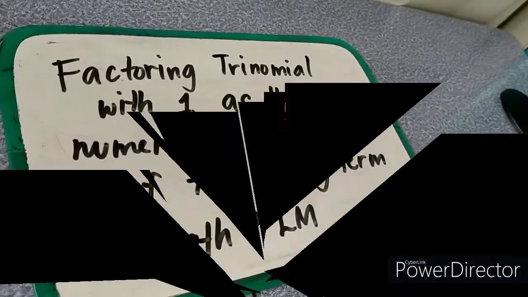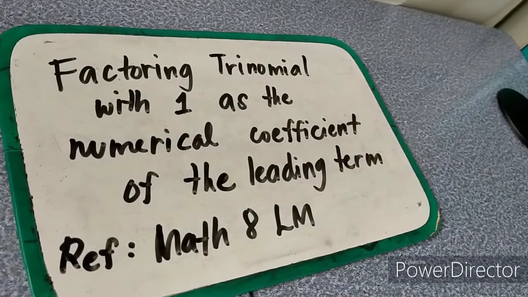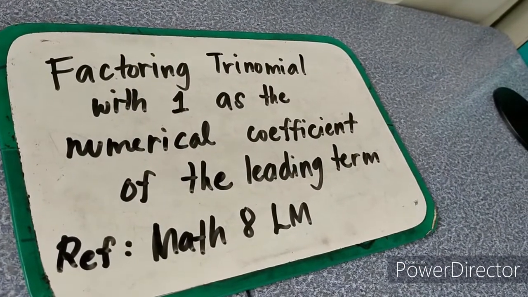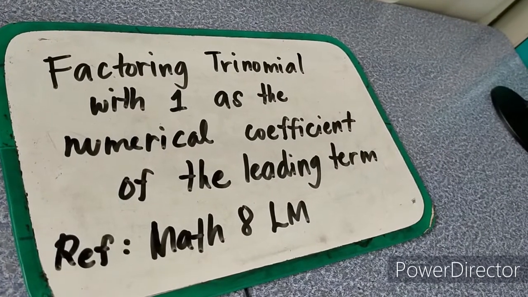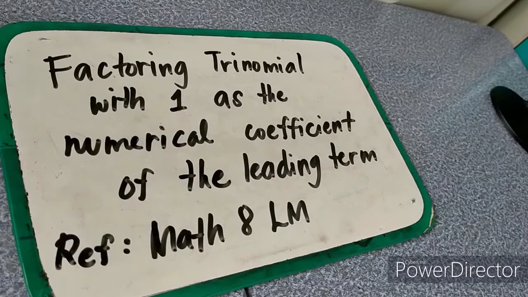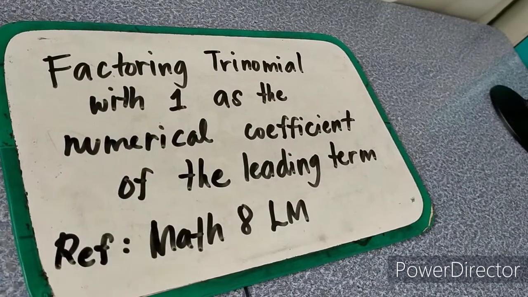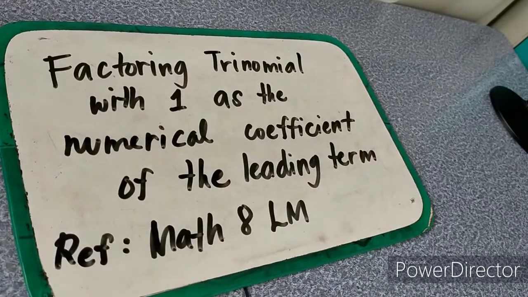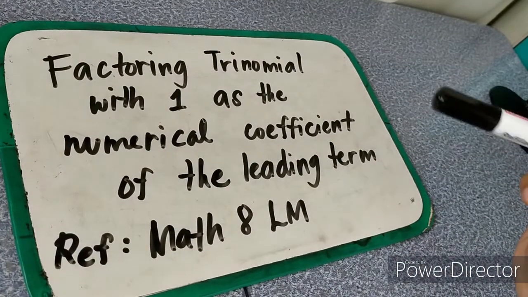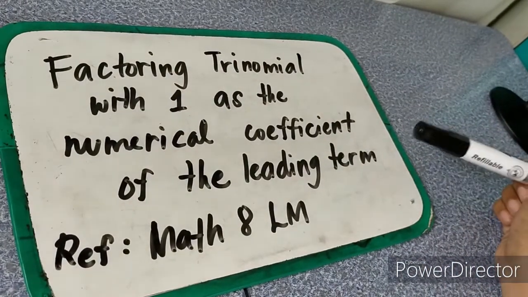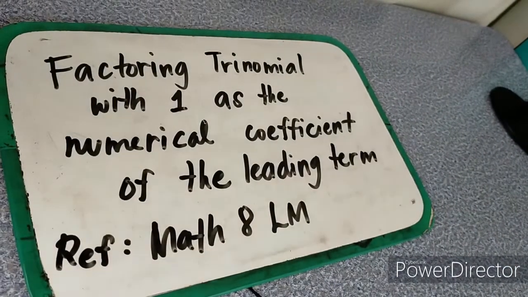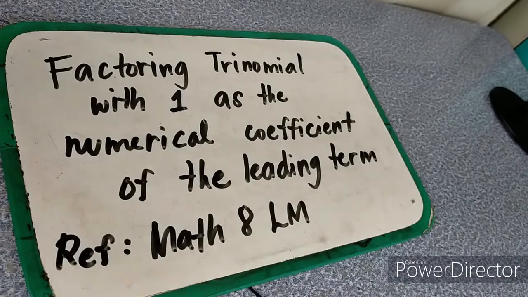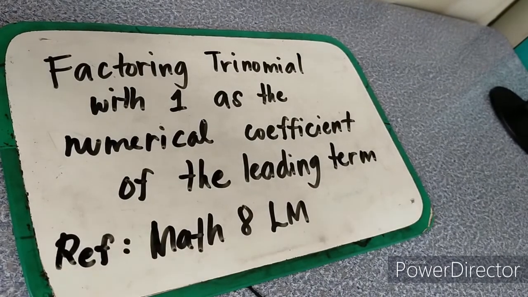Hello guys! So this is my third lesson. So napanood nyo na yung factoring using GCMF, factoring the PST or perfect square trinomial, and of course, this time, factoring trinomial with 1 as the numerical coefficient of the leading term. So still our reference is the Math 8 Learners module. So start na tayo guys!